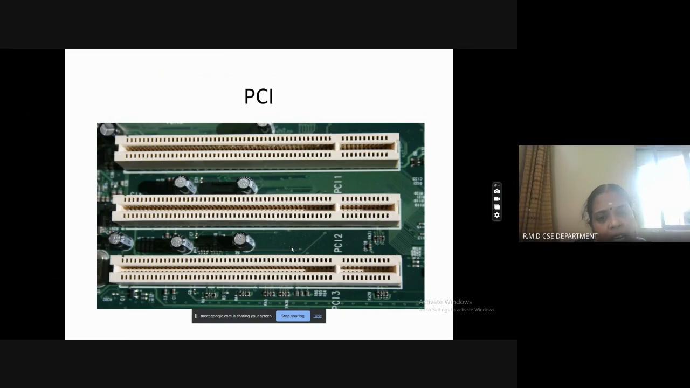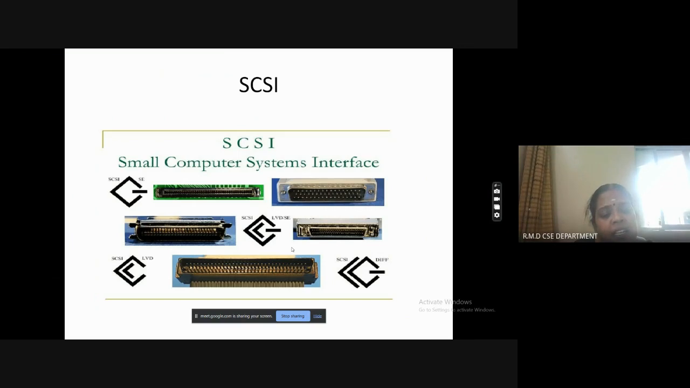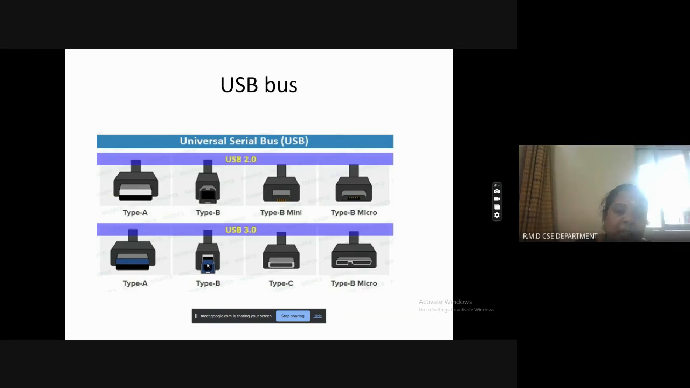Now this is a pictorial representation of a PCI, which has a memory slot. Then the Small Computer System Interface, SCSI, is also used here. Now USB types are type A, type B, and so on; we can use any type based on the pin that is available to the bus.